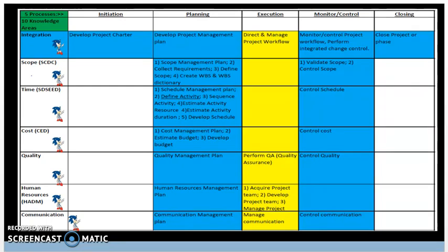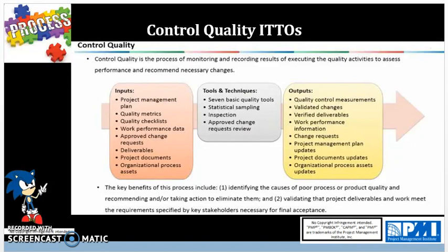Control quality is the process of monitoring and recording results of executing quality activities to assess the performance and recommend necessary changes. The heart of control quality is that you are measuring quality of the product to make sure the product meets specs of the customer.